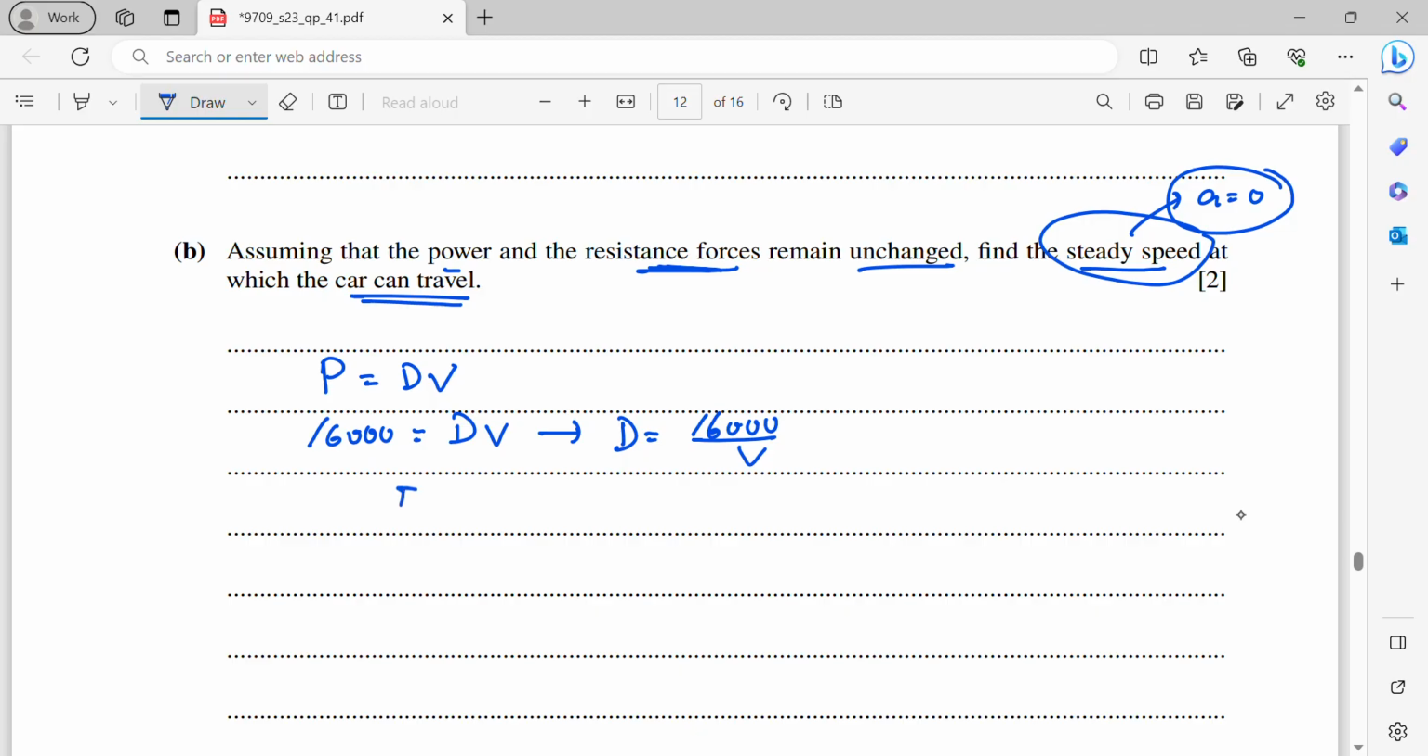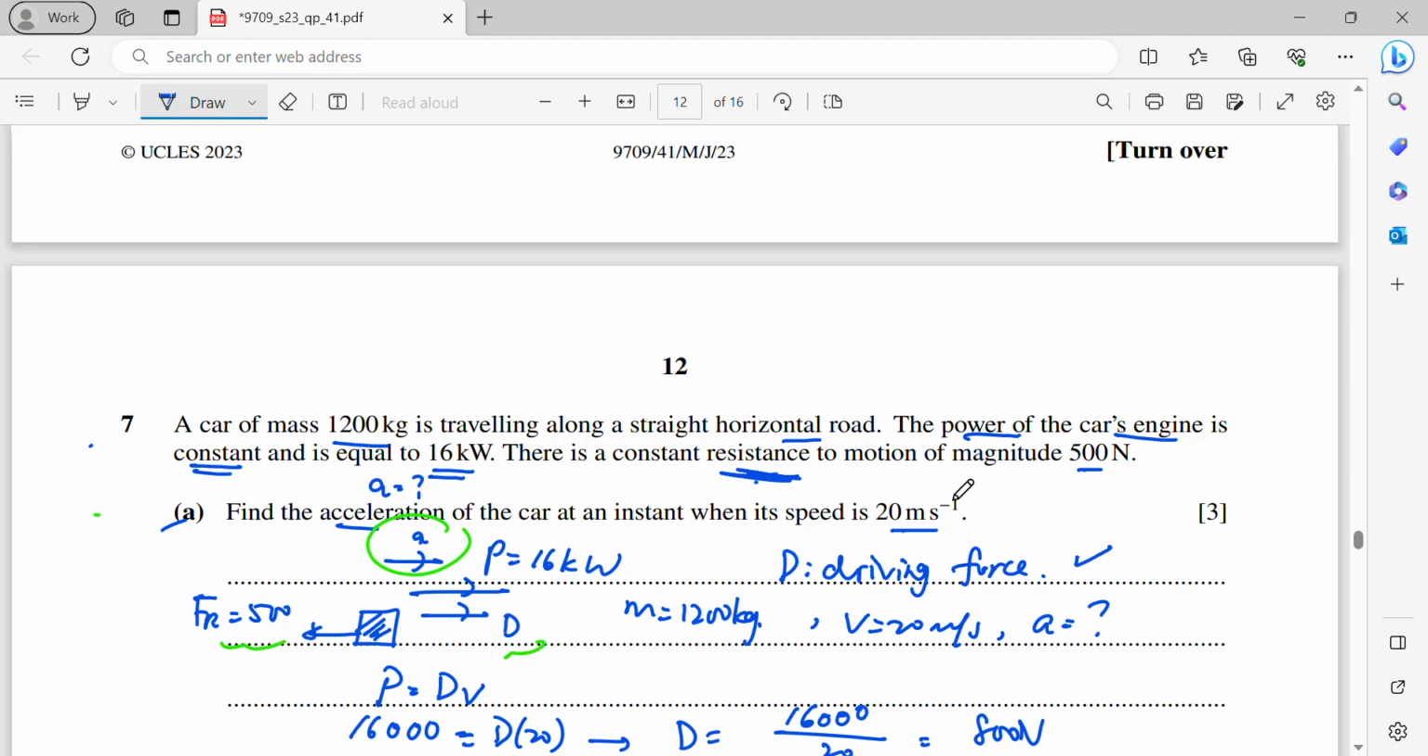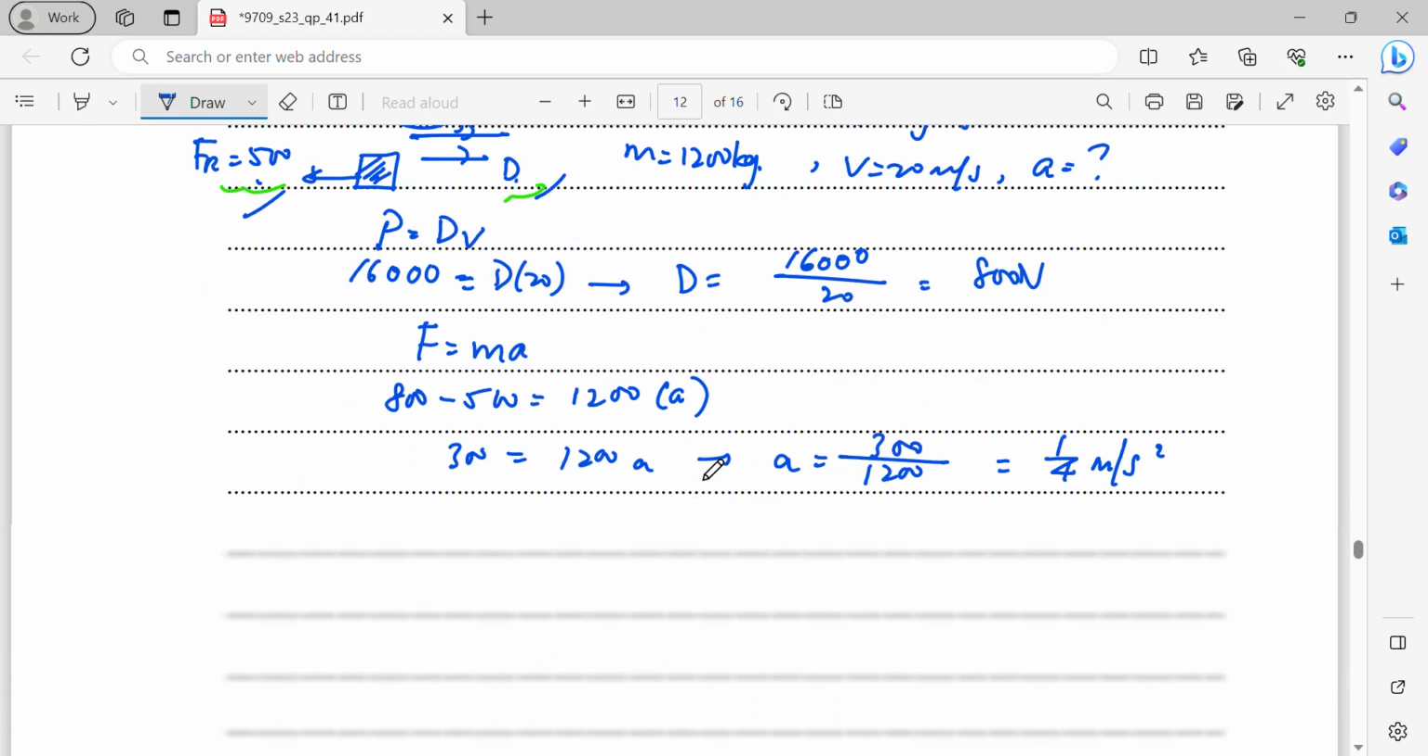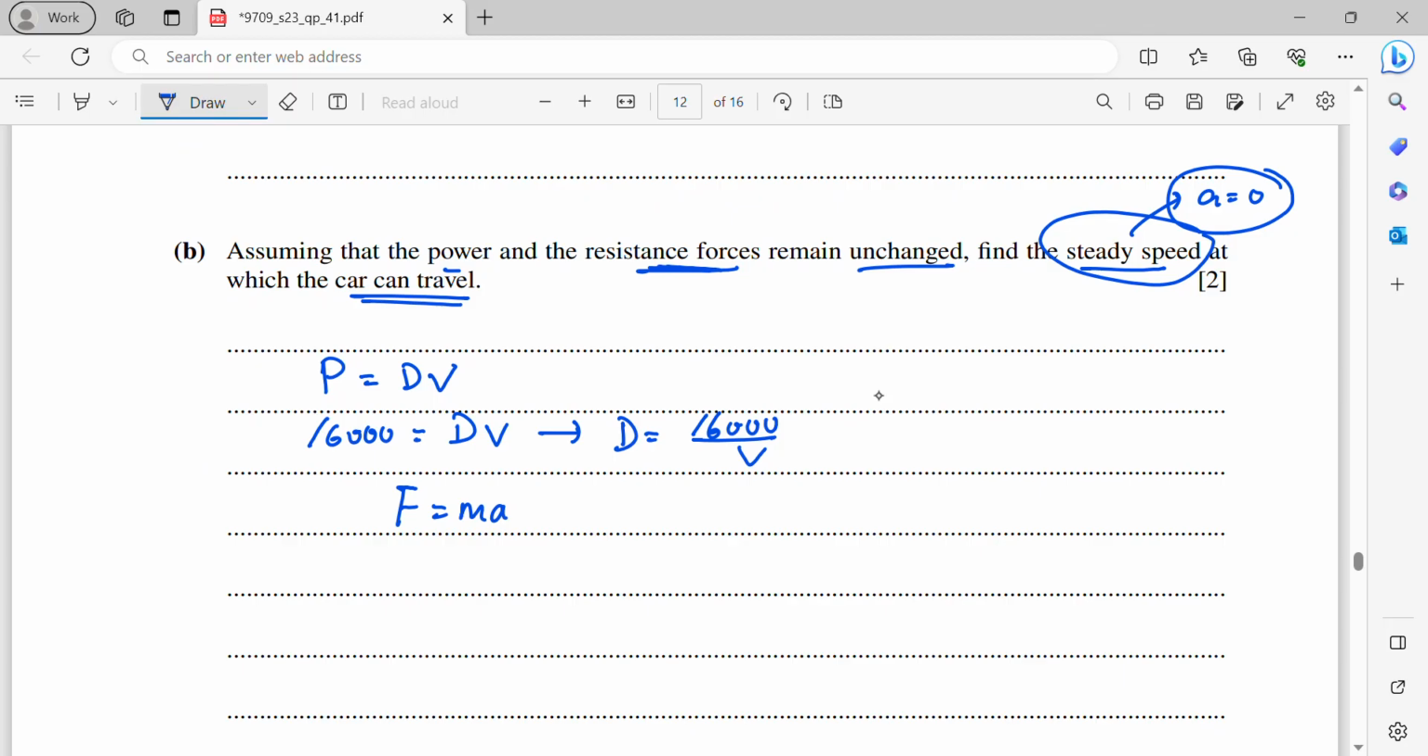So again, I use F equals to ma. Now, the car is still moving to the right side. Okay, so use back this diagram. It will be D minus 500 equals to ma. So now, I will write 16,000 over V. This is my D. Minus 500, that is the resistance force, equals to M. M is 1200. The A is 0 here because it's mentioned steady speed.